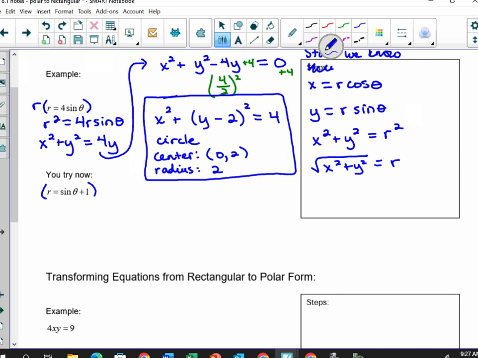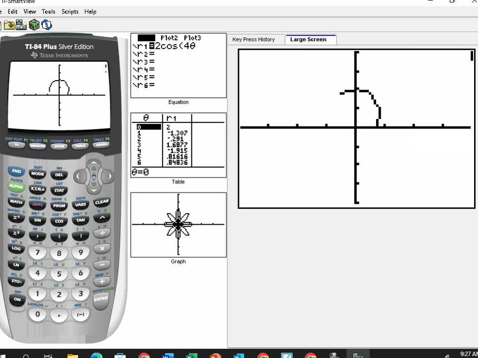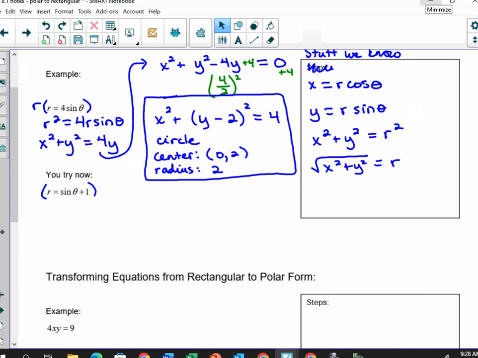Whereas this one, sine of theta plus 1, what's like a complicated rose? Roses actually aren't that complicated. It's a thing, but it's not something you graph normally on a rectangular. It's called a cardioid because it looks like a heart. It's a good Valentine's Day graph.